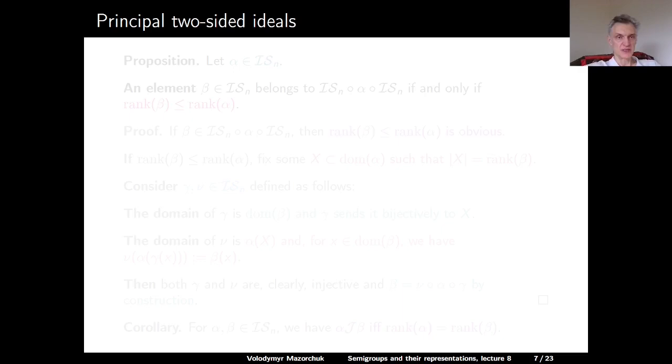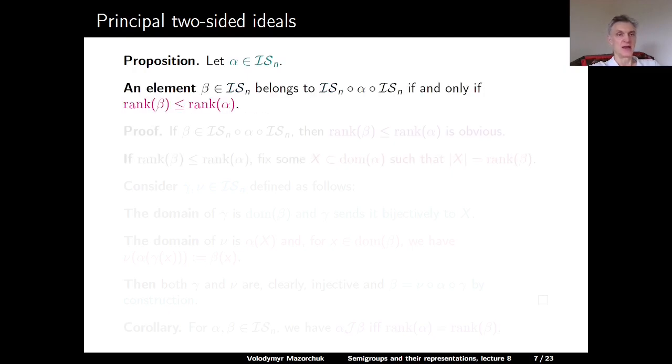So let's now talk about principal two-sided ideals. Proposition: let alpha be an element in our symmetric inverse semigroup. An element beta in the symmetric inverse semigroup belongs to the principal two-sided ideal generated by alpha if and only if the rank of beta is less than or equal to the rank of alpha. Proof: if beta belongs to the principal two-sided ideal generated by alpha, then the fact that the rank of beta is less than or equal to the rank of alpha is obvious, because we cannot increase the rank by multiplying.